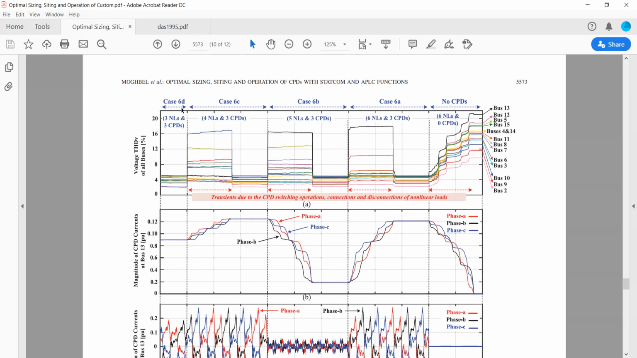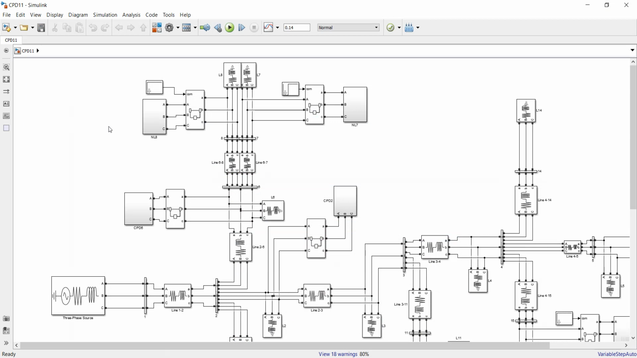First case is 6D, case 6D with 3 nonlinear loads, 3 CPDs, 6C 4 nonlinear loads, 3 CPDs, and 6B 5 nonlinear loads, 3 CPDs, 6A 6 nonlinear loads, 3 CPDs, no CPDs in the last case. So this switching on and switching off of the CPDs and nonlinear loads can be done by this timer block.